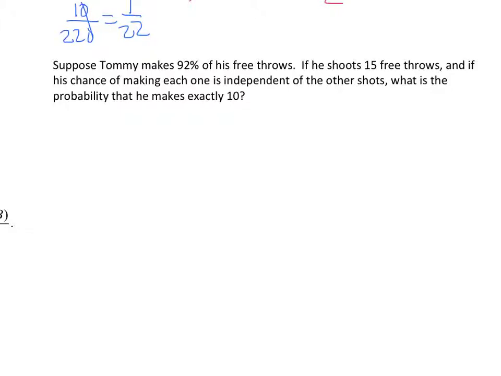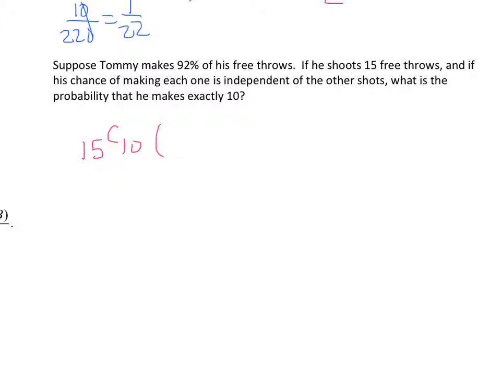Alright, so here's another example. It says, suppose Tommy makes 92% of his free throws. If he shoots 15 free throws, and if his chance of making each one is independent to the other shots, what is the probability he makes exactly 10? Alright, so first thing we need to do is figure out how many ways could this occur. Order doesn't matter, so it's 15 choose 10.